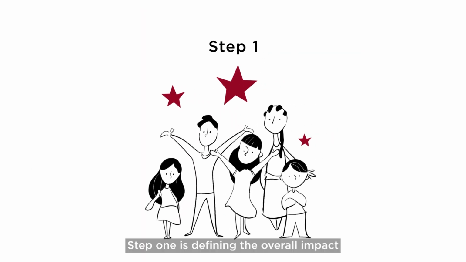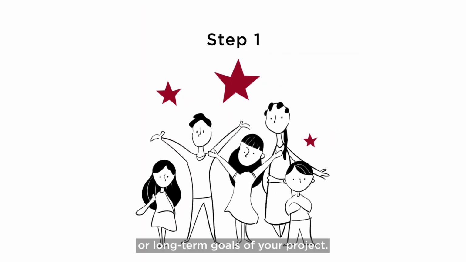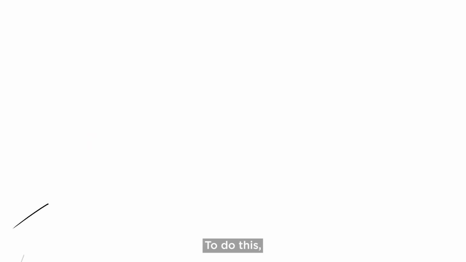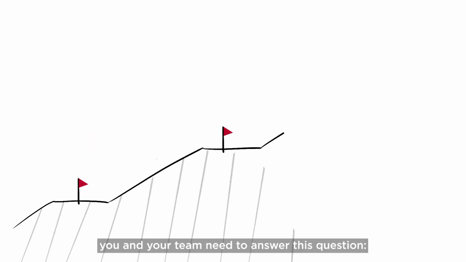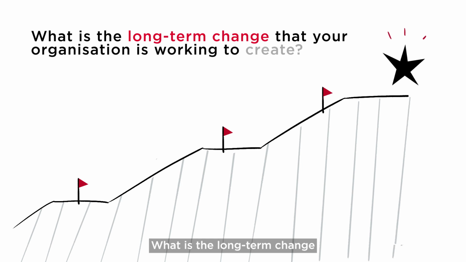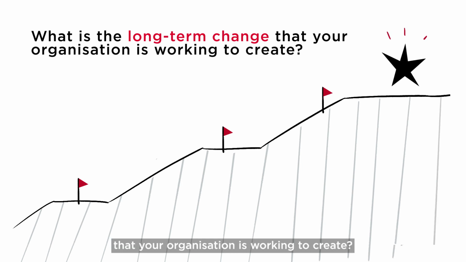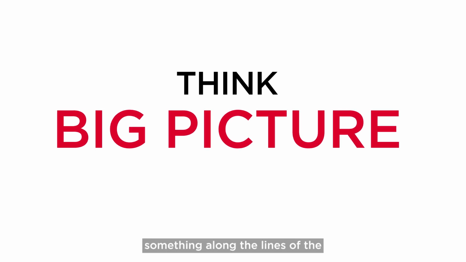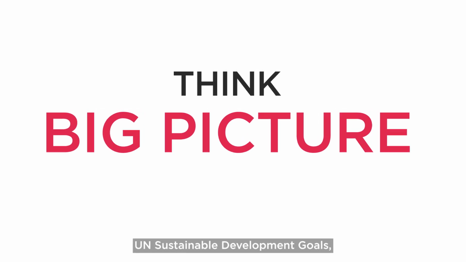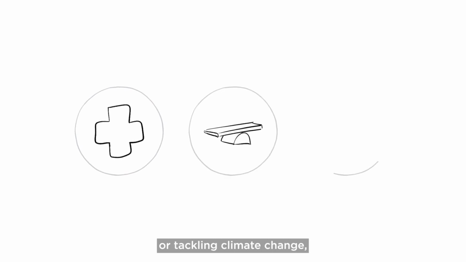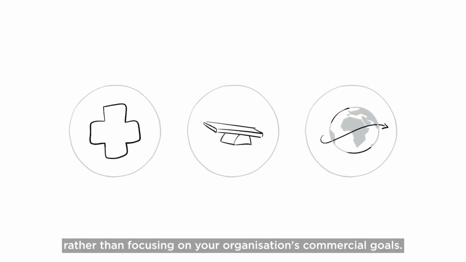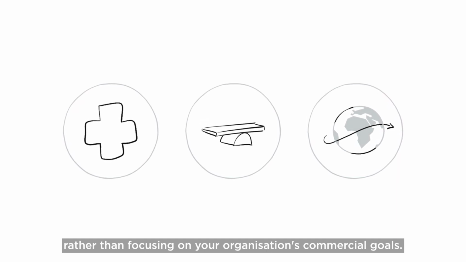Step 1 is defining the overall impact or long-term goals of your project. To do this, you and your team need to answer this question: what is the long-term change that your organisation is working to create? And you need to think big picture, something along the lines of the UN Sustainable Development Goals, such as improving health, reducing inequalities, or tackling climate change, rather than focusing on your organisation's commercial goals.